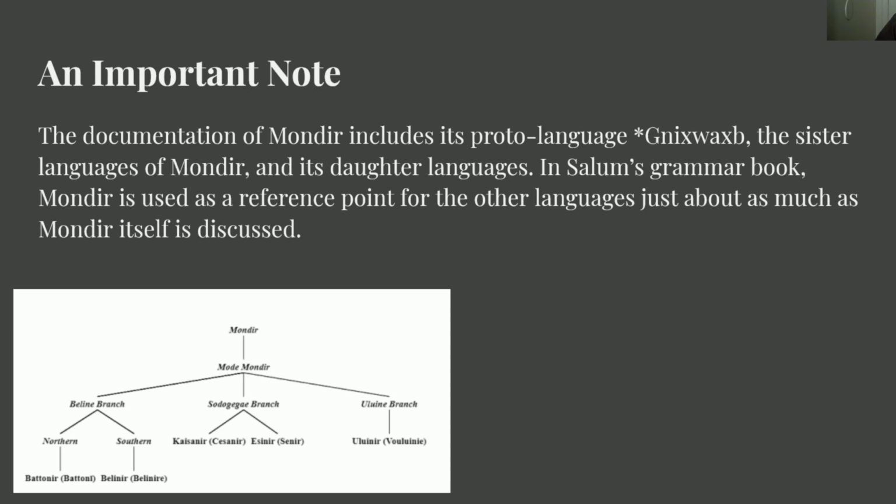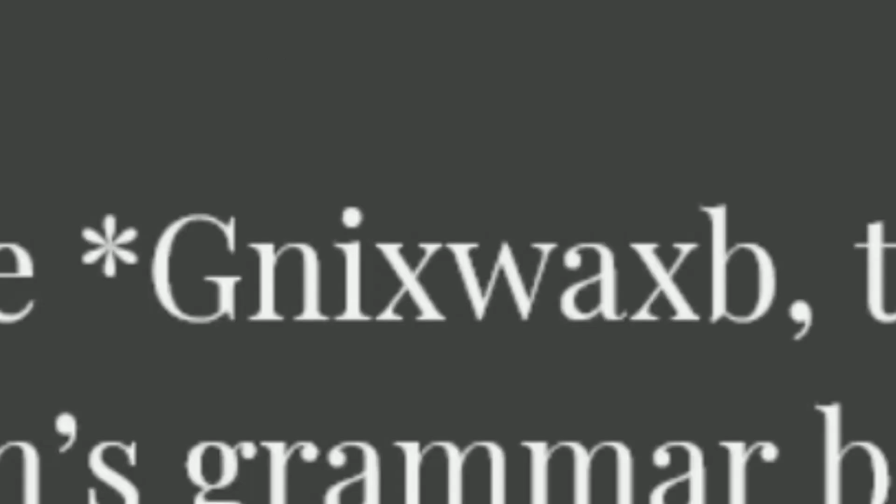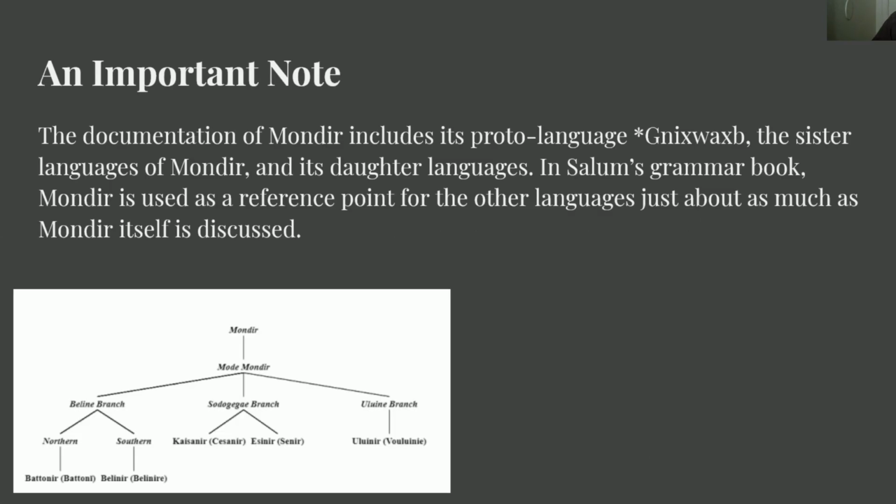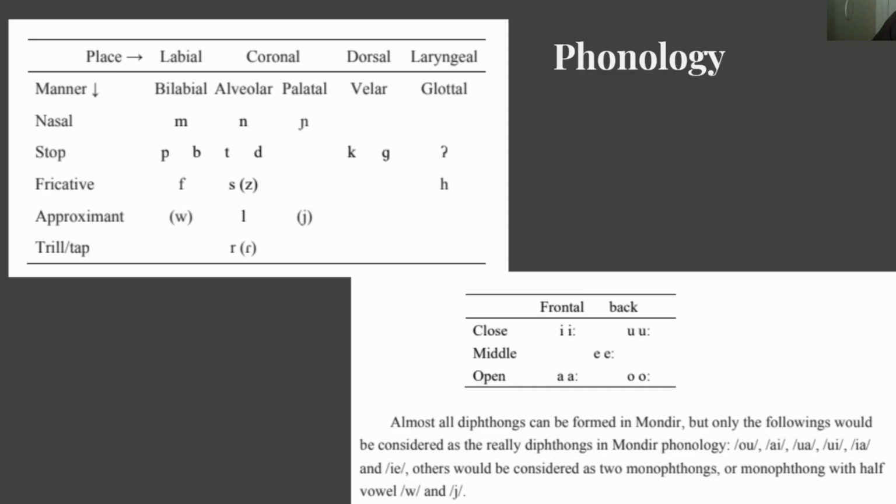An important note, the documentation of Mondir includes the proto-language, Schwa, and also the sister languages of Mondir and the daughter languages of Mondir. In Salem's grammar book, Mondir is used as a reference point for the other languages just about as much as Mondir itself is discussed. So here's the phonology.